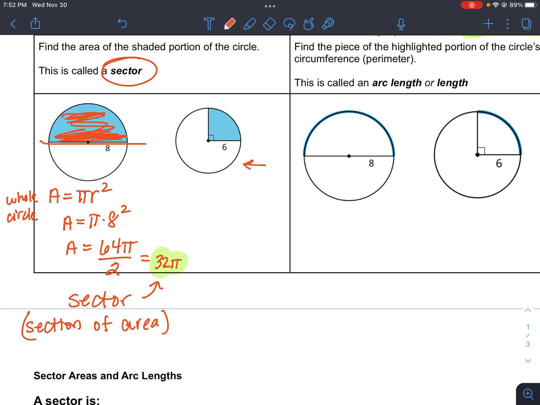So it's like a section. It's like having a circular pie or cake, and going to it and cutting from the center and cutting out one of those pieces. It's like a pizza that's cut through the center.